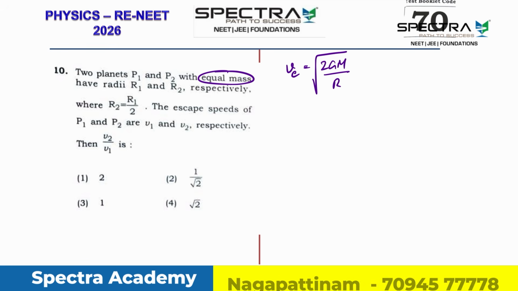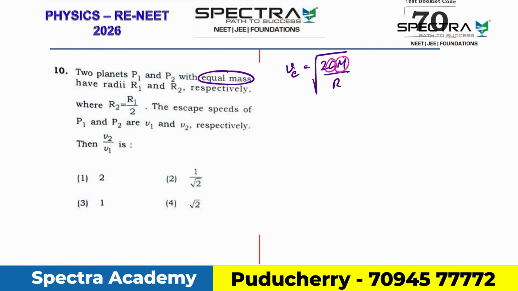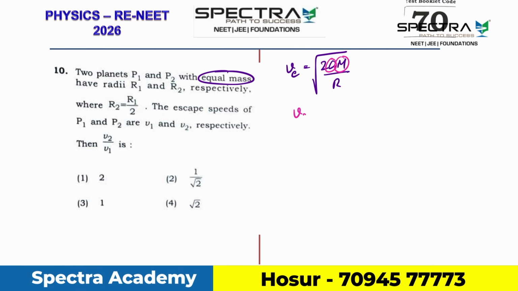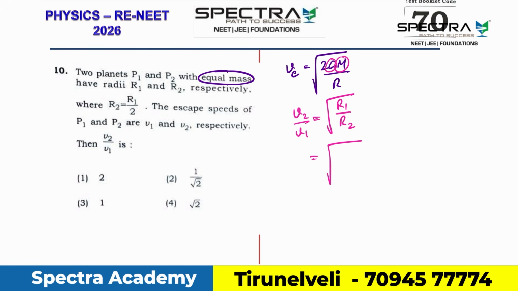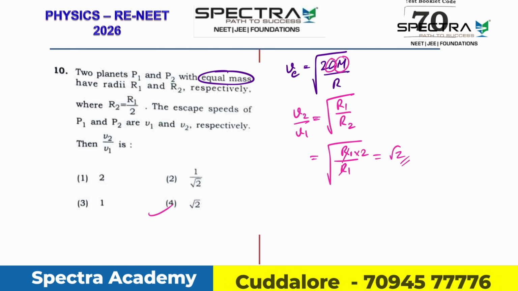Why did I choose this equation? G is constant, and the mass is the same as per the question. So what will be V2 by V1? Therefore V2 by V1 is equal to root of R1 by R2, because they are inversely proportional. R1 is R itself and R2 is equal to R1 by 2. So R1 gets cancelled, giving root 2. Fourth option will be the right answer.